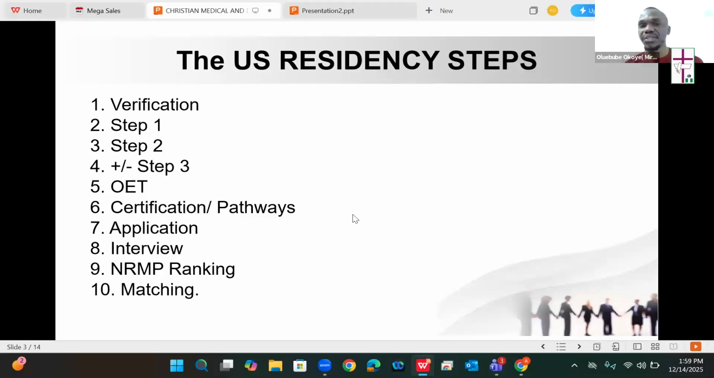Then the next thing is your application. When you are done with your OET and get your certification, that's your certificate to practice, you can now apply to different hospitals. There are quite a whole lot of hospitals in the US, I think in their thousands, that do residency. So you can apply to different hospitals, and when you apply, they send you an interview invite. You do your interview.